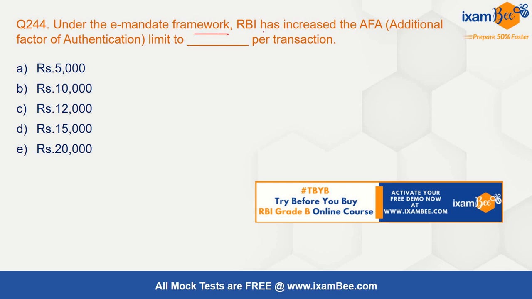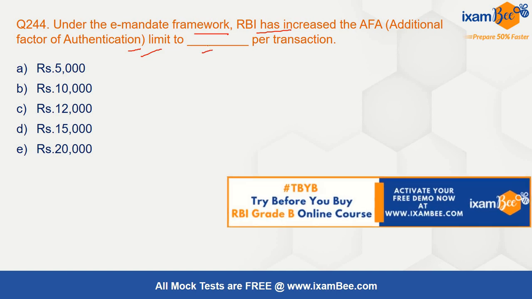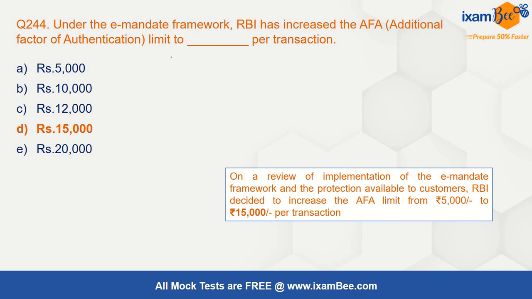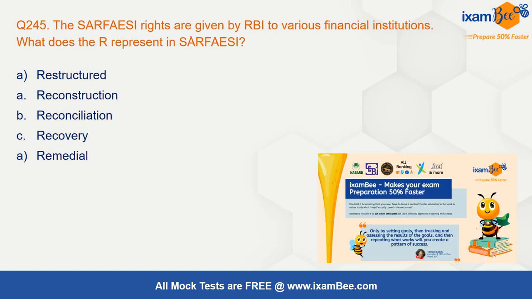Under the e-mandate framework, RBI has increased the AFA, additional factor of authentication limit, to what per transaction? So third factor of authentication is there for a transaction beyond 15,000 rupees. On a review of the implementation of the e-mandate framework and protection available to the customer, RBI decided to increase the AFA limit from rupees 5,000 to 15,000 now.